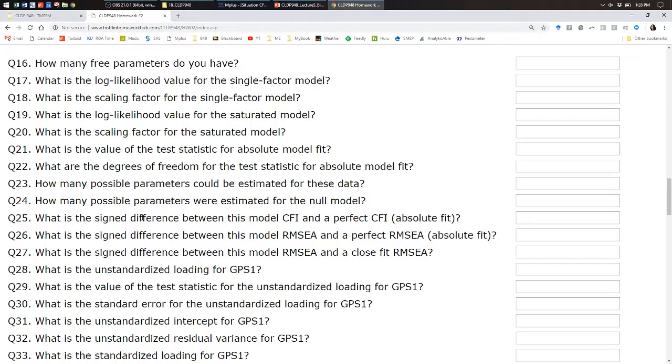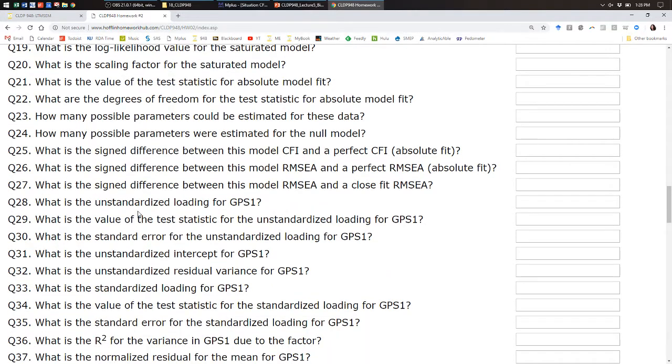So when I say signed, keep in mind, should the CFI be big or should it be little? So answer my question, folks. Should CFI be big or little? Should be 1. Should be big. 1 is perfect. In contrast, things like RMSEA and SRMR should be little, and 0 is perfect. So I want you to look at the number that you have and tell me, is it too small or too big? If it's too small, then it should be a negative difference. If it's too big, then it should be positive. Okay, next question.